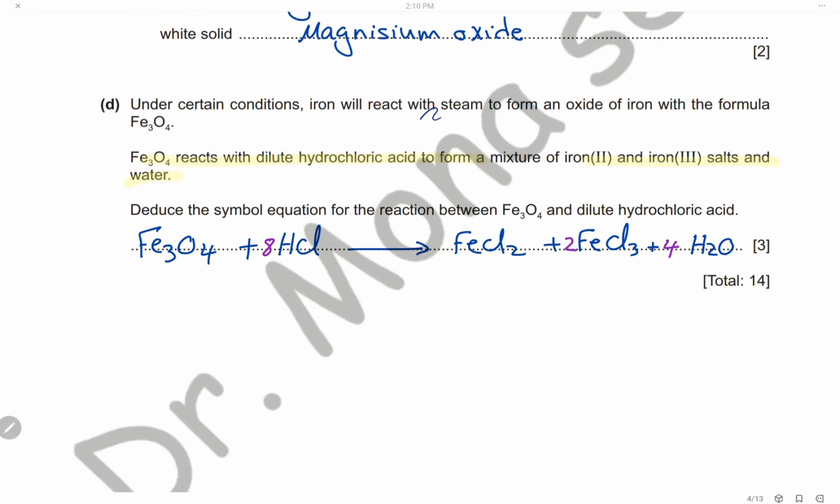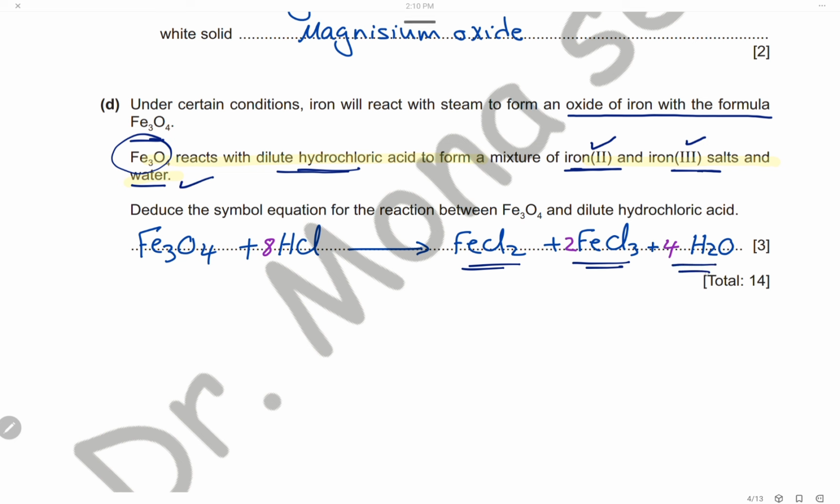Under certain conditions, iron will react with steam to form an oxide of iron with the formula Fe3O4. Fe3O4 reacts with dilute hydrochloric acid to form a mixture of iron(II) and iron(III) salts, and water. So we have three products formed when this iron oxide reacts with hydrochloric acid. Of course, the iron(II) and iron(III) salts will be chloride salts because the oxide reacts with hydrochloric acid. So one product will be iron(II) chloride and the other will be iron(III) chloride, and of course water will also be formed.